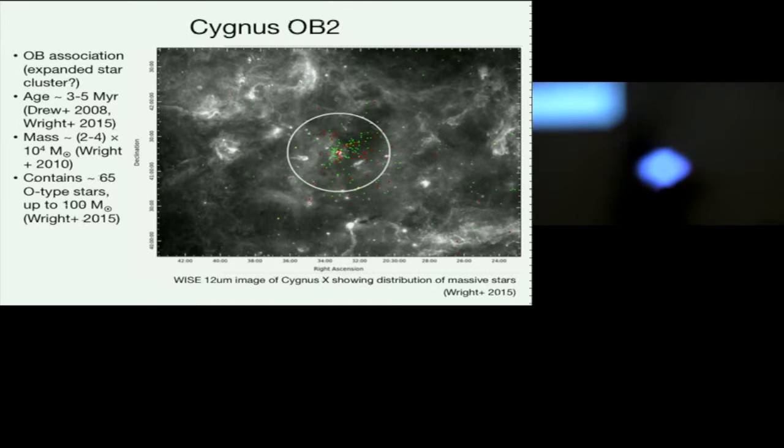There's about 65 O-type stars known in Cygnus OB2, of which two have masses of up to about 100 solar masses. So we've got really a fully sampled initial mass function here, no different from that which we'd see in many other star clusters.